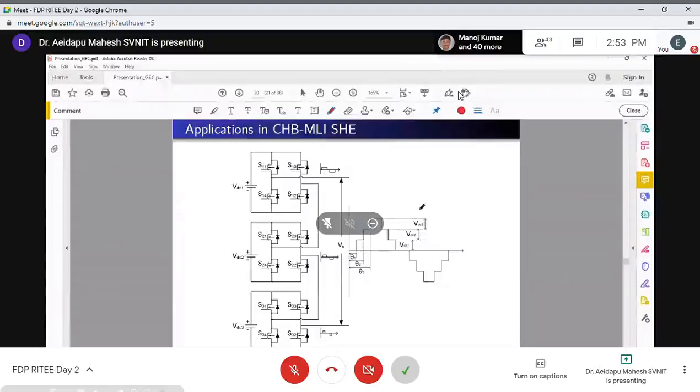I think most of you might be aware of the selective harmonic elimination concept, whenever you are going for a multi-level kind of setup, where you have three cascaded switches connected in series.